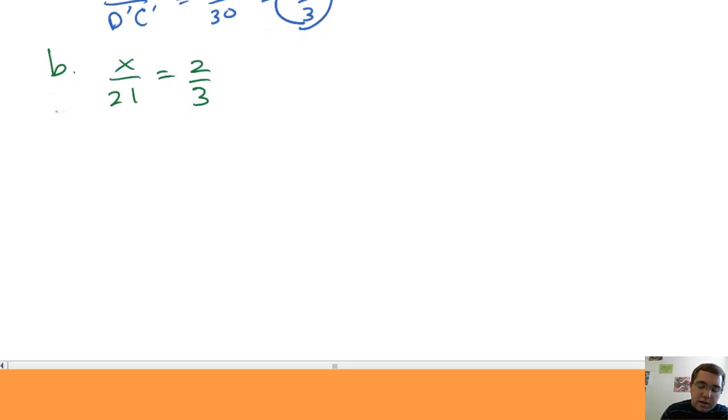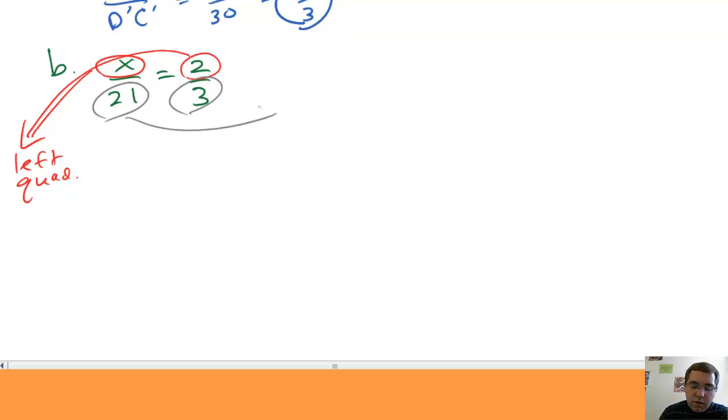So this is the left quadrilateral. They both go on the top. And then I have drawn it, the two numbers corresponding with sides of the right quadrilateral went on the bottom. So they need to be at the same level if they are part of the same quadrilateral. So x over 21 equals 2 over 3.